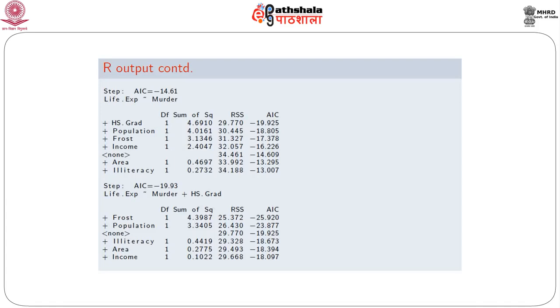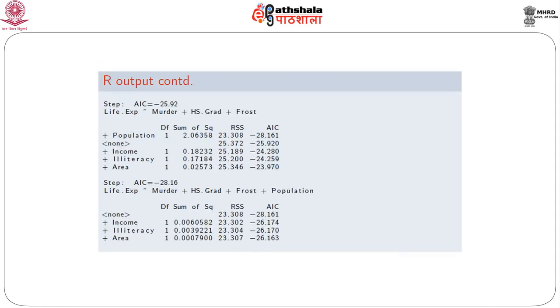until we arrive at a model which contains all the significant variables and does not contain any of the insignificant ones. And if you look at the final model here, it contains the same predictor variables that we had selected in the backward elimination method, which are murder, HS graduate, frost and population.